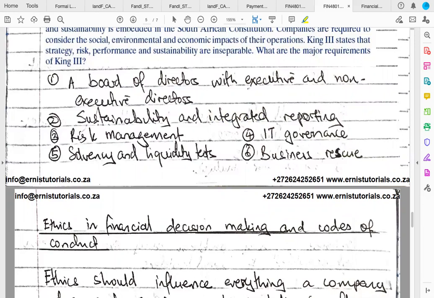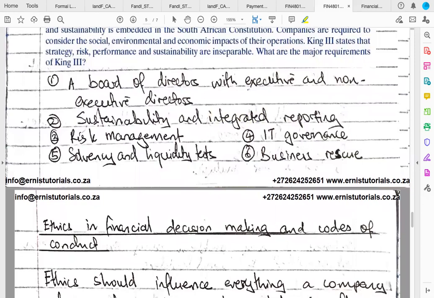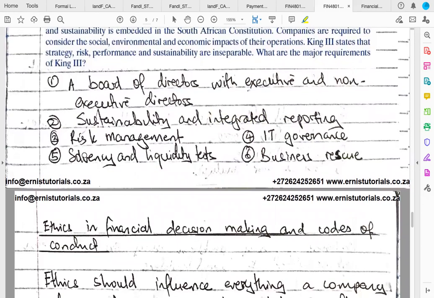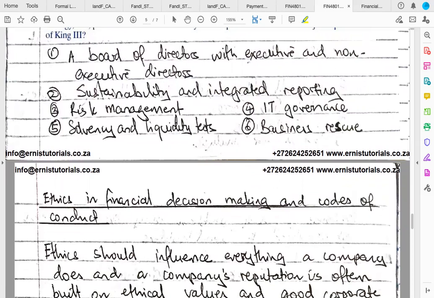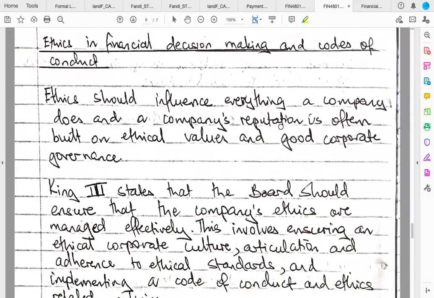King 3 also requires a company to manage its risks properly, to have proper risk management committees, and to clearly disclose how it's managing risk, how it's managing its IT systems in the company, how IT is governed, also how solvency and liquidity tests are being carried out to make sure that the company is financially sound, and also any issues to do with business rescue should the company face financial difficulties.